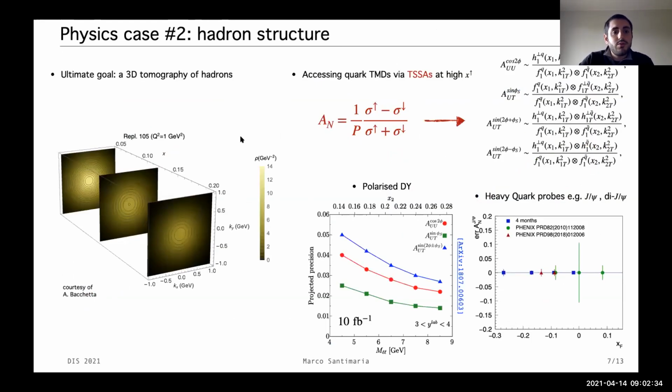So physics case number 2 concerns the deeper hadronic structure, with the ultimate goal here to do a 3D tomography of the hadrons, as shown in this picture here. This can be done by accessing quark TMDs with single transverse spin asymmetries in the high x region. So the basic observable will be this one. We've seen this many times, and this gives access to a series of TMDs as listed here. In these two plots below, I show the projected precision for polarized Drell-Yan and heavy quark probes on these kinds of observables, and you can also appreciate here on the bottom right what is the Feynman x region we access compared to the one by PHENIX.